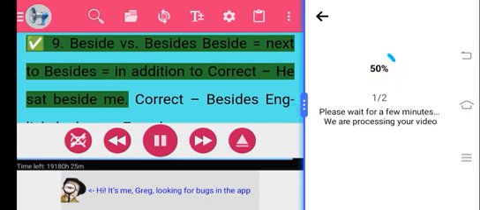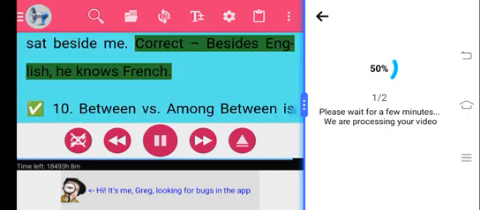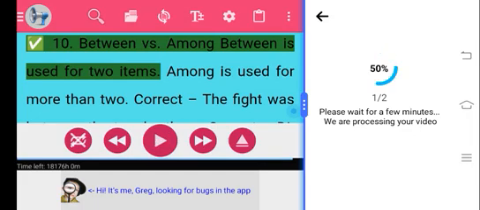Checkmark 9. Beside versus besides. Beside equals next to. Besides equals in addition to. Correct: He sat beside me. Correct: Besides English, he knows French.